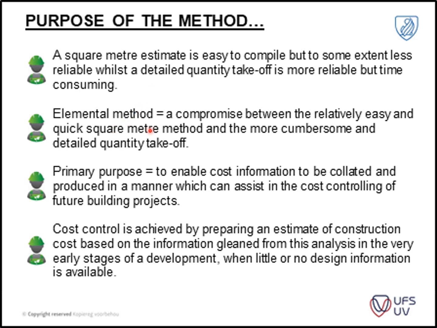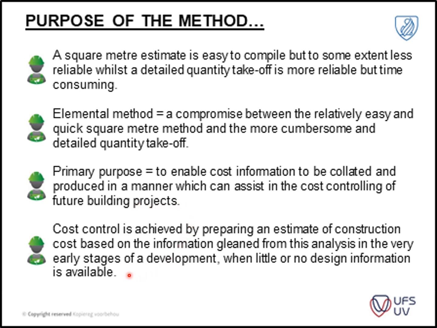So the elemental method is a combination of the relatively easy and quick square meter method and the more cumbersome and detailed quantity takeoff. So at a high level, you're just breaking your project into different elements to make sure that you have an accurate per square meter rate that you apply to the different sections of your building. So the primary use of this is to enable cost information to be collated and produced in a manner which can assist in the cost controlling of future building projects.